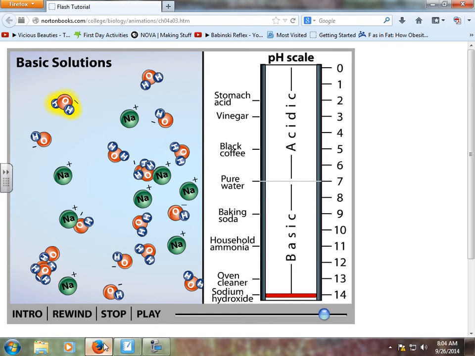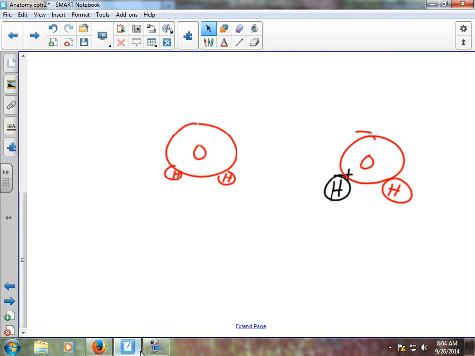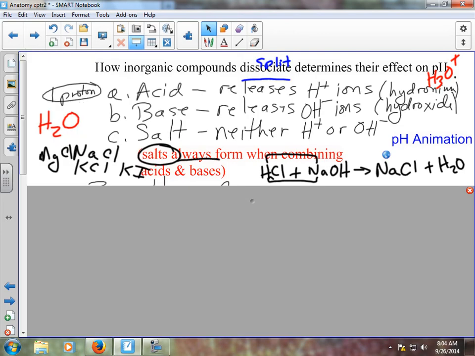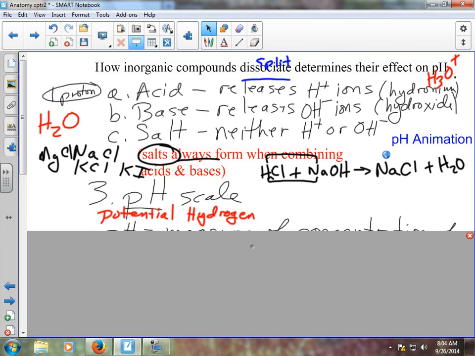The pH value goes way, way, way over in this direction, because now my H3O number is getting smaller and smaller and smaller. Okay. Questions? There's a lot of information here. Okay. All right, well, let's see if we can put it together.